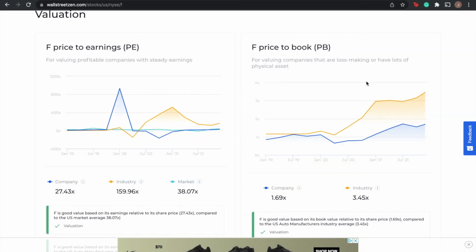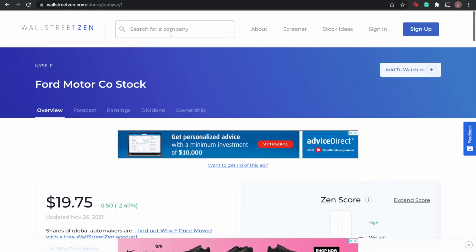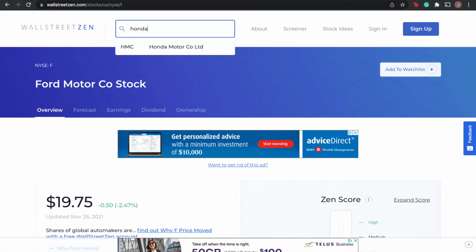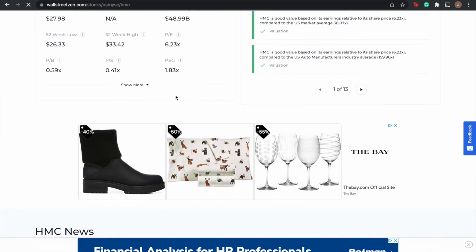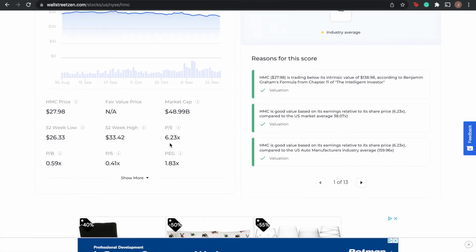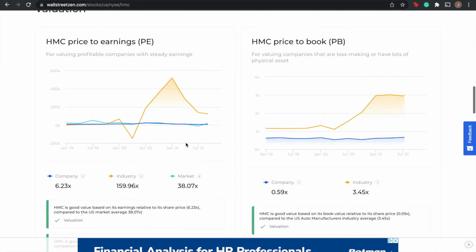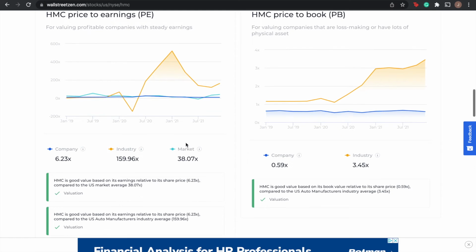So let's look at one more company here. Let's look at Honda, another pretty well-known automotive company. So as you remember, Ford's PE ratio was 27.95. Honda's is 6.23. So Ford was a good value, Honda's even better value. As you can see here, a similar industry average, of course, because it's still in the automotive industry. Same market average, but a very low PE ratio for the company at 6.23.